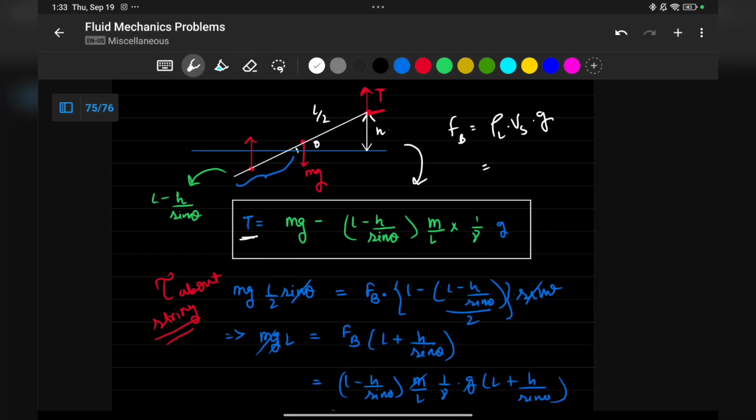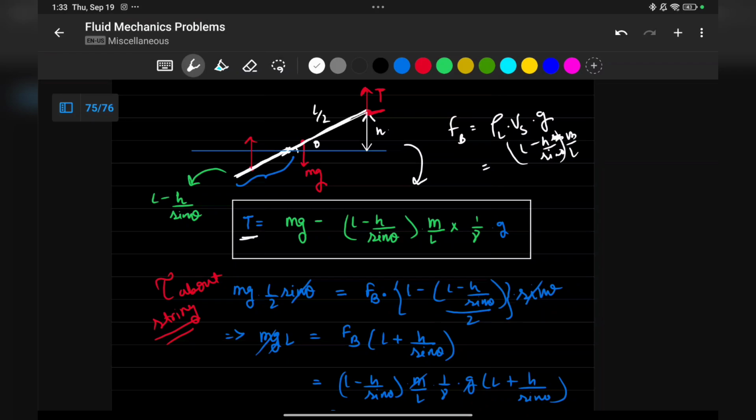If this height is h, then this length is h by sine theta. So the submerged length is L minus h by sine theta, right? The total mass is m, so the mass per unit length would be m by L. Multiplying gives the total mass submerged in the liquid.